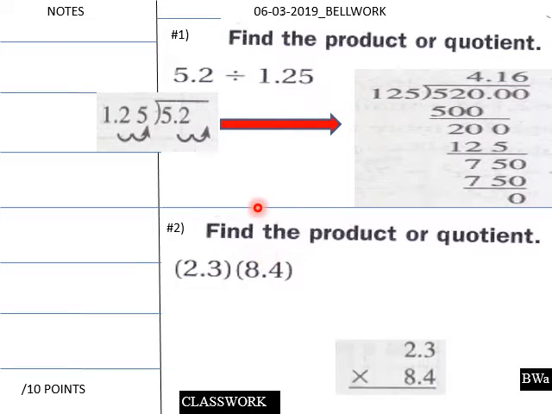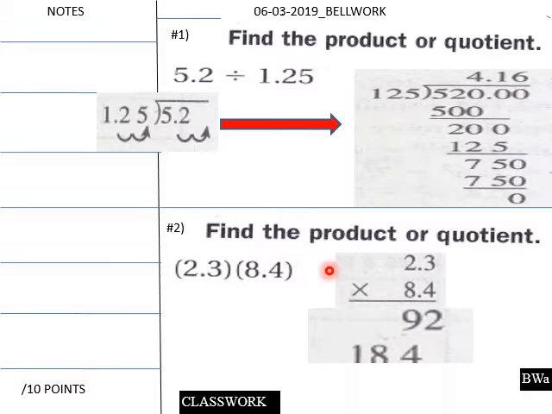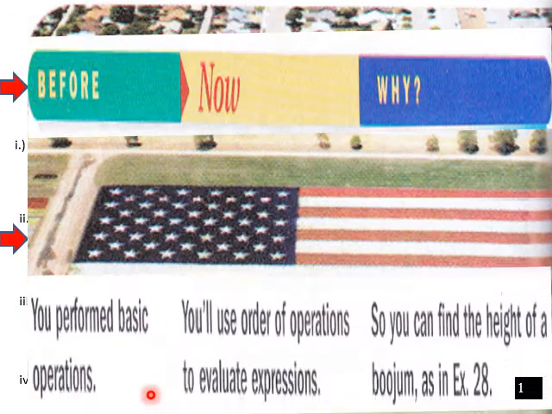And then down here, find the product or quotient. So this is a multiplication. 4 times 3 is 12. Carry. 4 times 2 is 8 plus 1 will be 9. 8 times 3 is 24. Carry the 2. 8 times 2 is 16 plus 2 is 18. And then we add, don't we? And then don't forget our 2 decimal places here. We got 1, 2, so we have 19.32 for bell work.